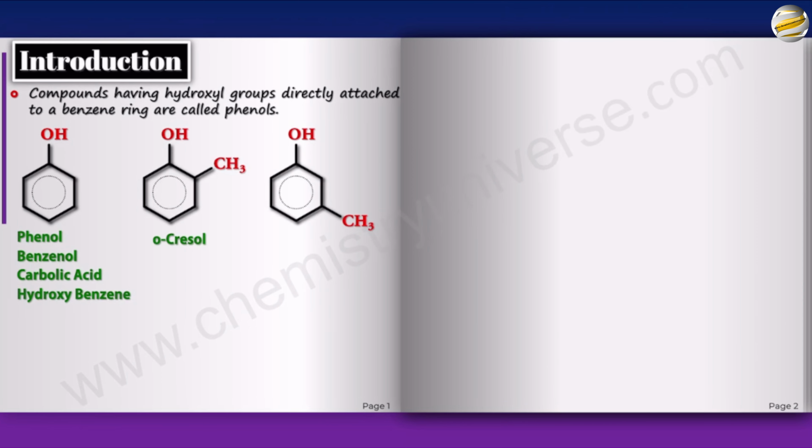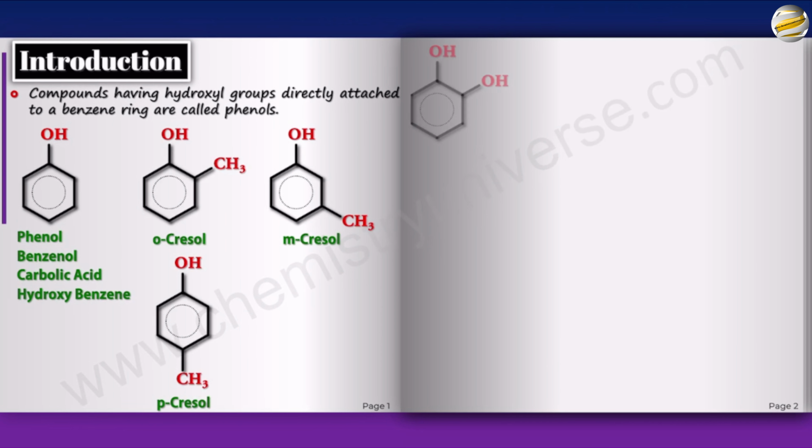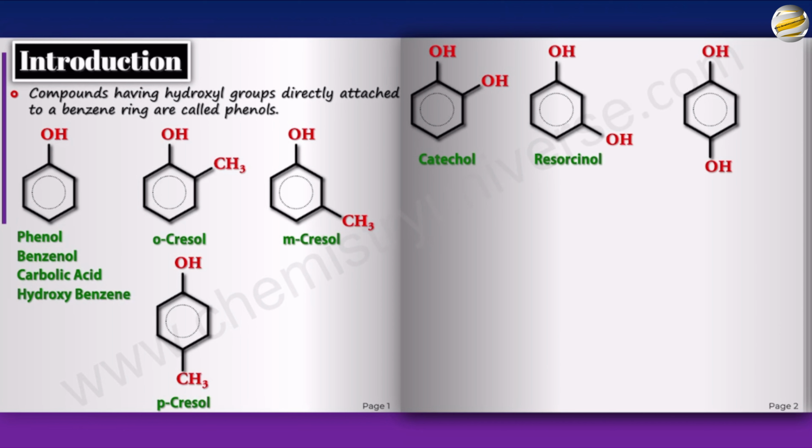When it is attached in the meta position, you call it metacresol. Attached to the para position, you call it paracresol. Now, what happens when you have two OH groups attached to the benzene ring? If they're attached ortho, the common name is catechol. If they're attached meta, it's called resorcinol. And if it is para, it's called quinol.